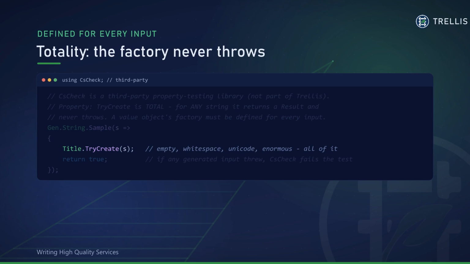CsCheck throws hundreds of empty, white space, Unicode, and enormous strings at it, and if a single one caused an exception, the test fails. Pass this, and you've proven something an example test never could, that there is no string in the universe that makes this factory blow up.